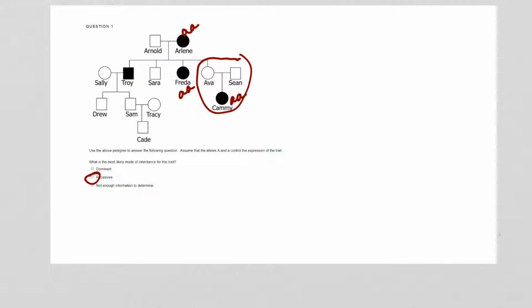And then it also tells us by default that any of the individuals that have a white color to them, they're going to have at least one capital A. They might have a second one there. Okay, so that's question 1.